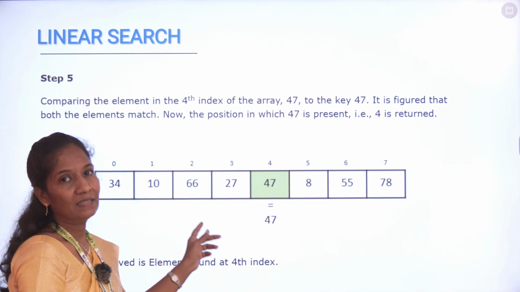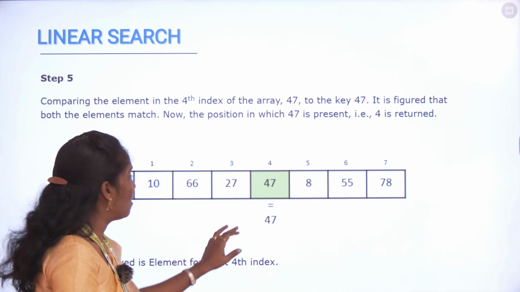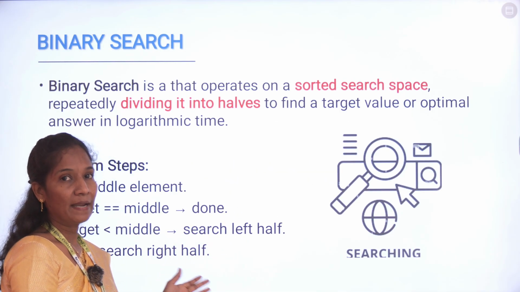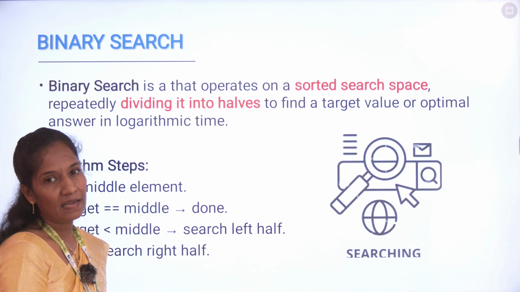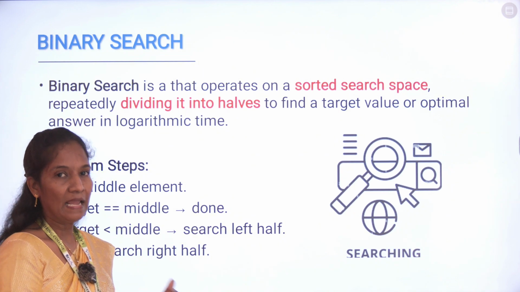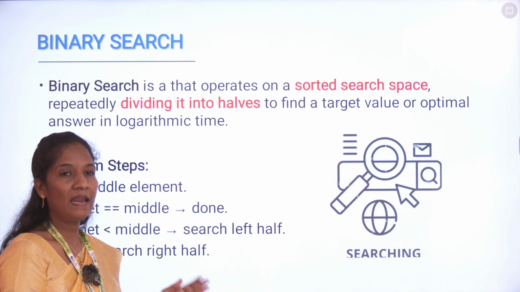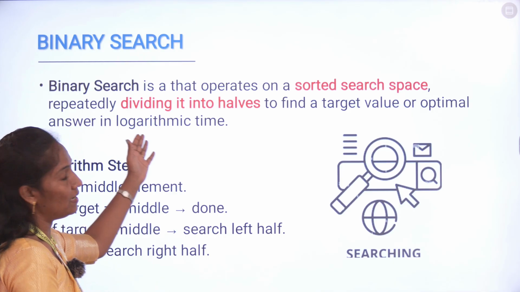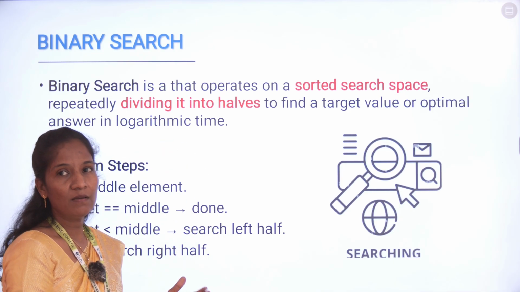So that's it about the linear searching process. Now we are going to see what is called a binary search. As the name indicates, in binary search we have to divide the array elements into two halves. Means first we have to divide, and then we have to work on the process.